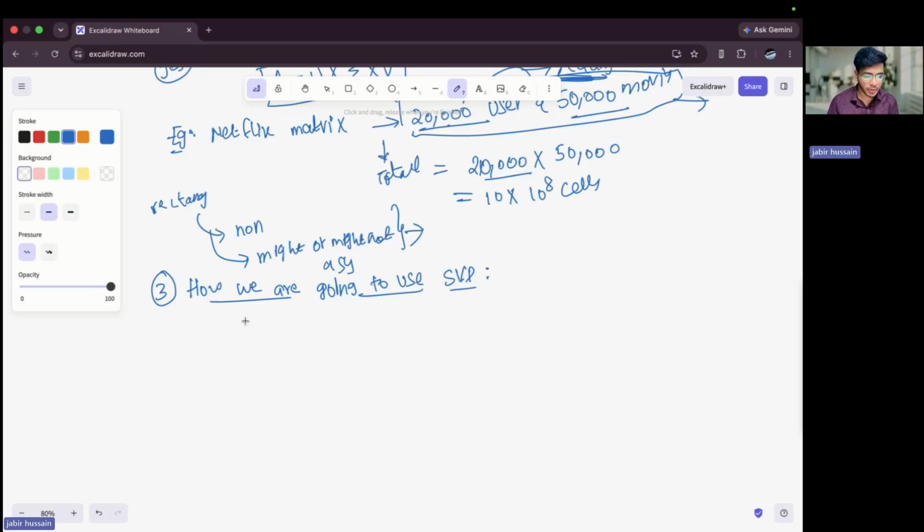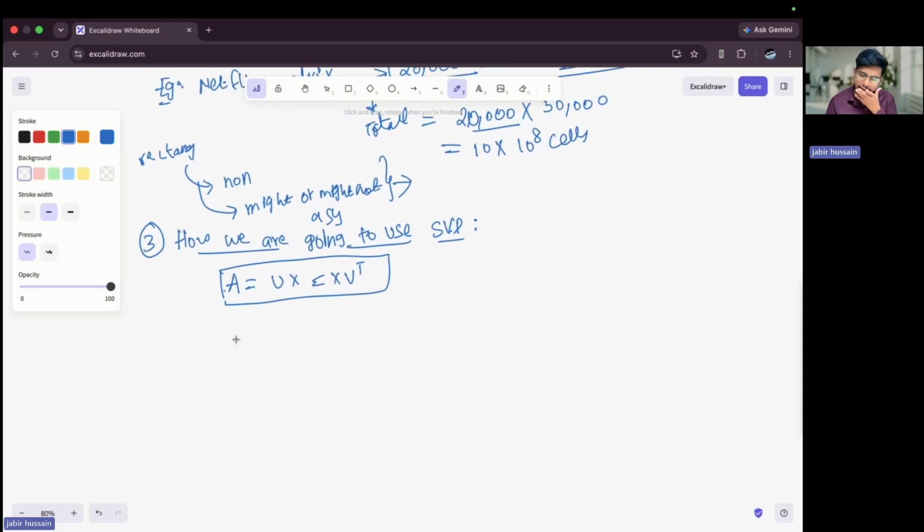I want you to remember the equation: A is equal to U cross sigma cross V transpose. Note it down in your notebook or wherever you want. To find SVD, we are going to follow a set of procedures, and along with it I'll take a numerical example so that it will be easy to understand. Instead of talking about A, B, C, numbers are easier to understand.